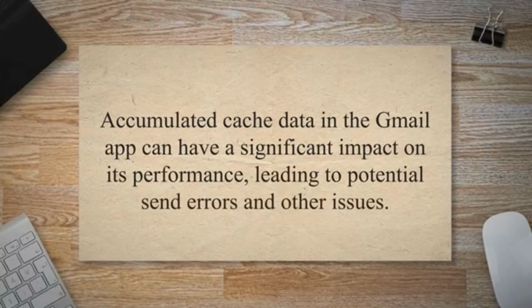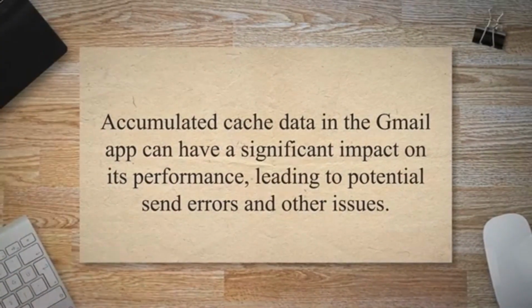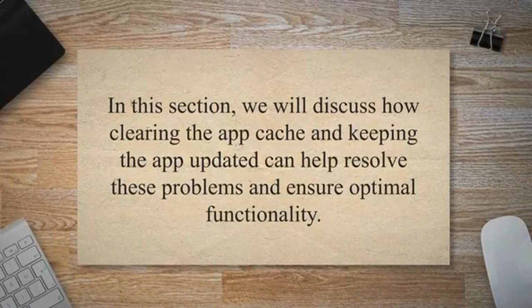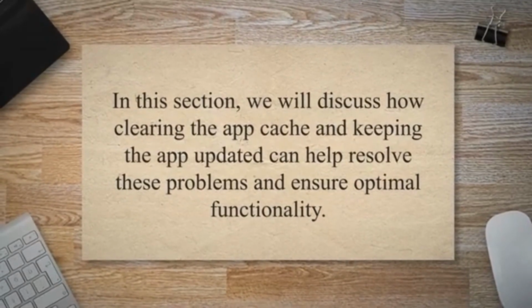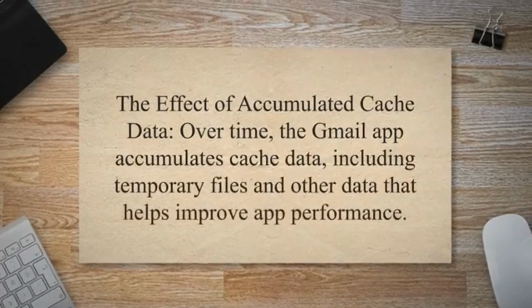Accumulated cache data in the Gmail app can have a significant impact on its performance, leading to potential send errors and other issues. In this section, we will discuss how clearing the app cache and keeping the app updated can help resolve these problems and ensure optimal functionality. The effect of accumulated cache data.